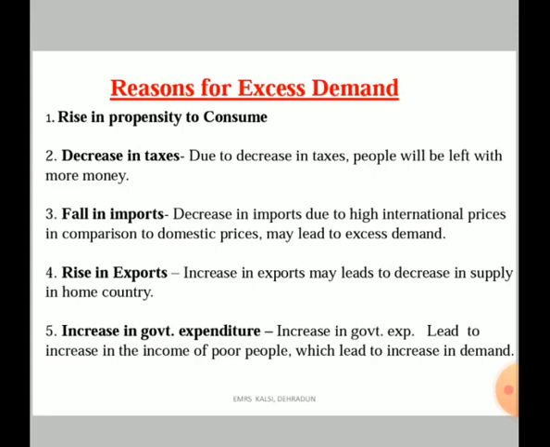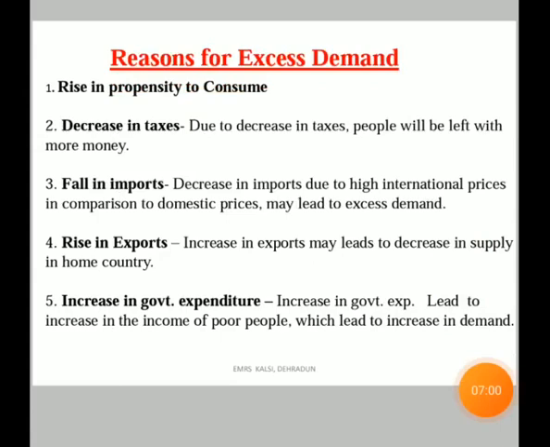Poor people get money from that construction. Earlier they were not earning anything, or they were earning less. Now they are earning money. So they will spend that money, so that will increase the demand in the market.